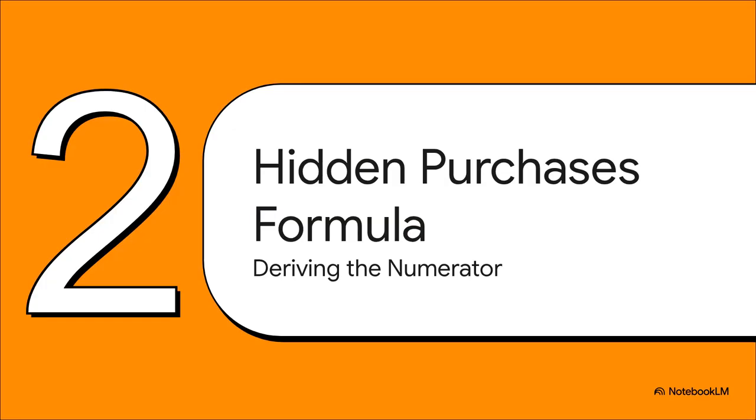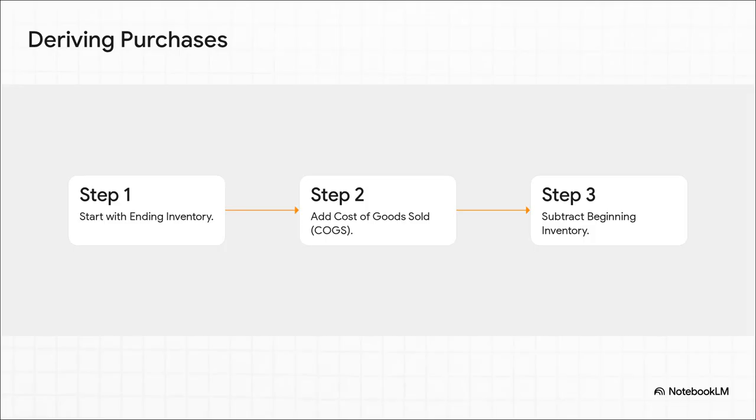Moving right along to Section 2, the hidden purchases formula. Now, here is where it gets spicy. On the exam, you almost never just get handed total purchases on a silver platter. Nope. Instead, you are given a scattering of inventory and cost data, so you actually have to derive it step by step. To find your true purchases, you take ending inventory, add cost of goods sold, and subtract beginning inventory.